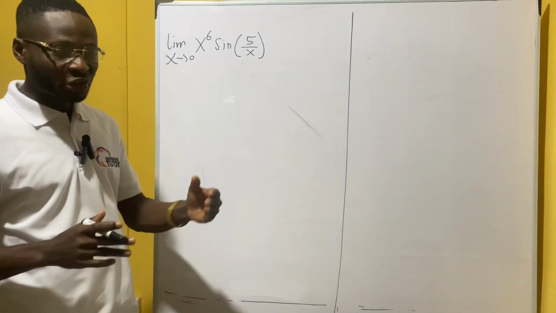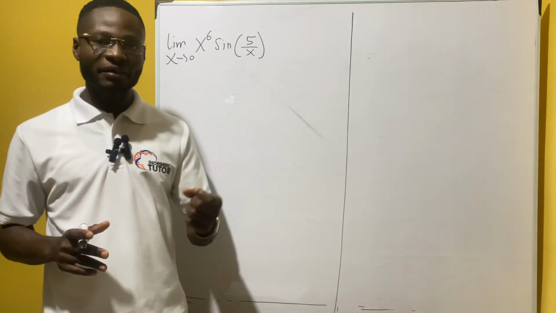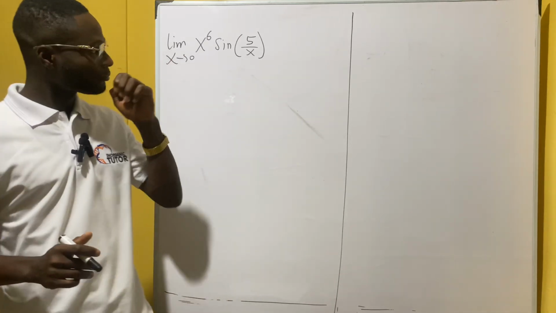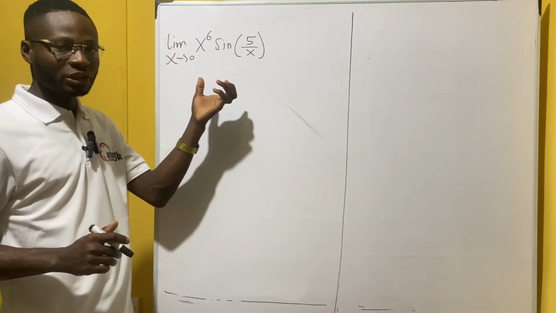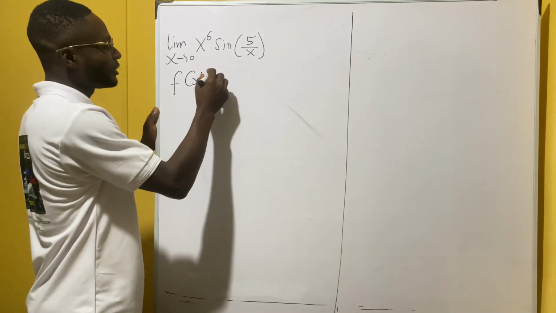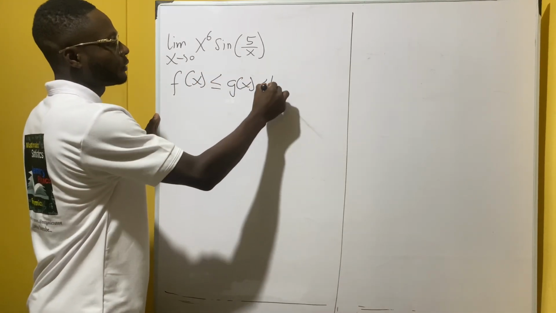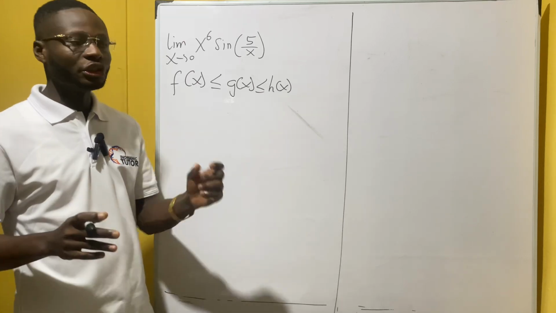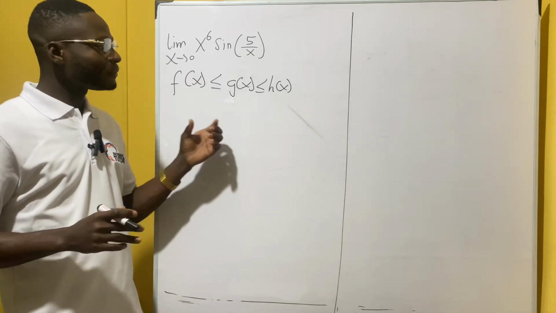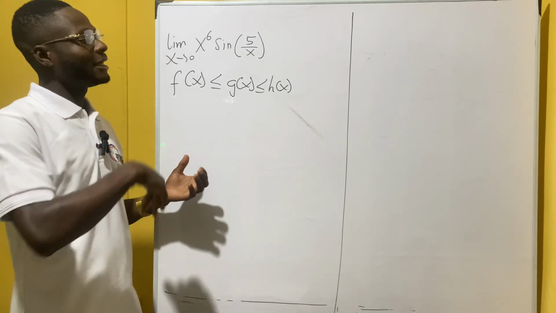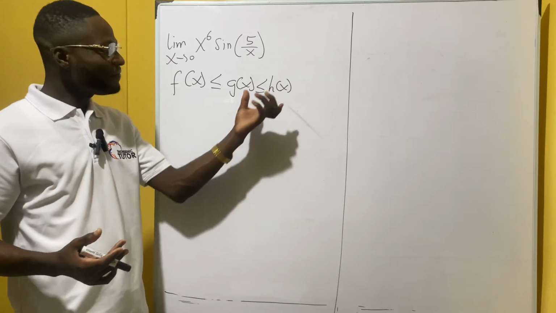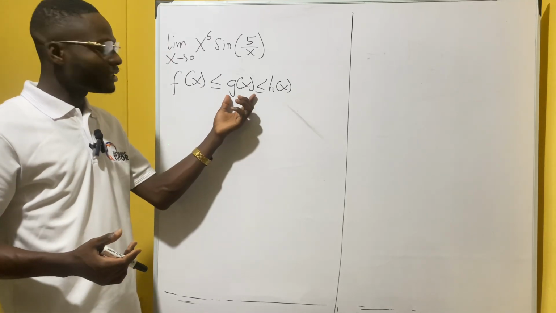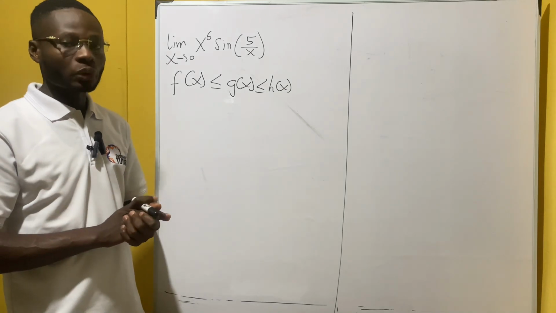The squeeze theorem, what it intends doing is that when you have a function and you can't evaluate that particular function easily, then you apply the sandwich or the squeeze theorem. So this is what the squeeze theorem says: when you have a function that you cannot evaluate so easily, you find the limit of the function at the lower end and that of the function at the upper end. If their limits are the same, then you can conclude that the limit at the middle is also the same.